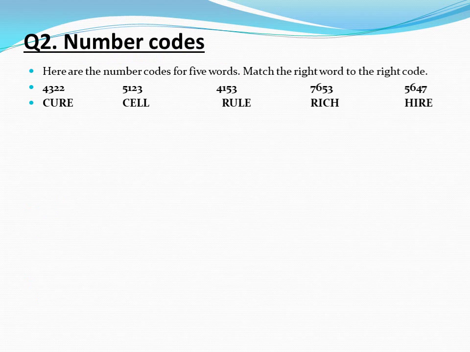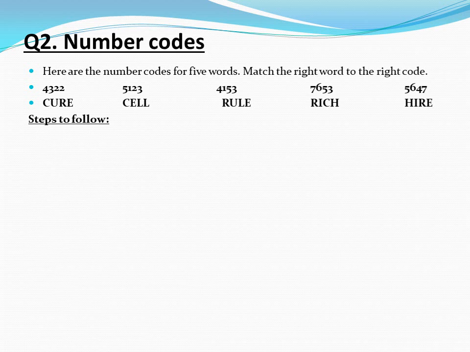Now, in the third type of example, we are going to look at how to use numbers in place of letters to crack the codes. So the question is, here are the number codes for 5 words. Match the right word to the right code. You're given 5 different codes: 4322, 5123, 4153, 7653, and 5647. And the words you need to match these codes with are cure, sell, rule, rich, hire.